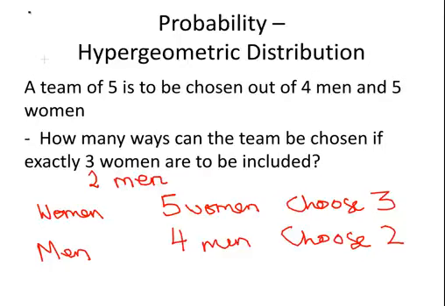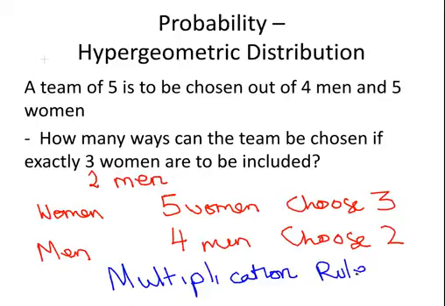Also, this is a compound event. So we have two events: how many ways of picking 3 women, and how many ways of picking 2 men. So we'll use the multiplication rule, which I'll come to shortly, but you can have a read up on your notes. For basic probability, it's the number of ways of picking women times the number of ways of picking men.